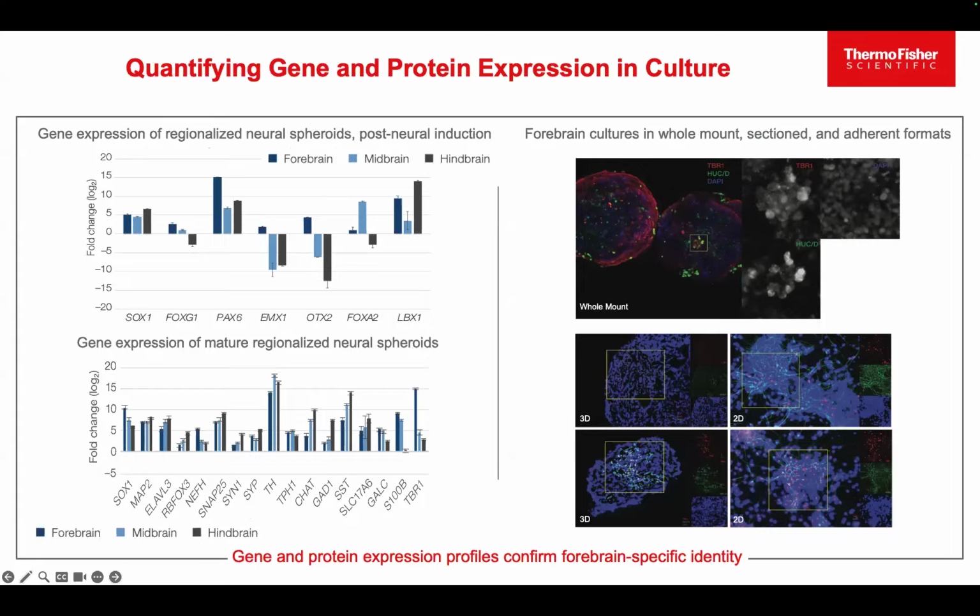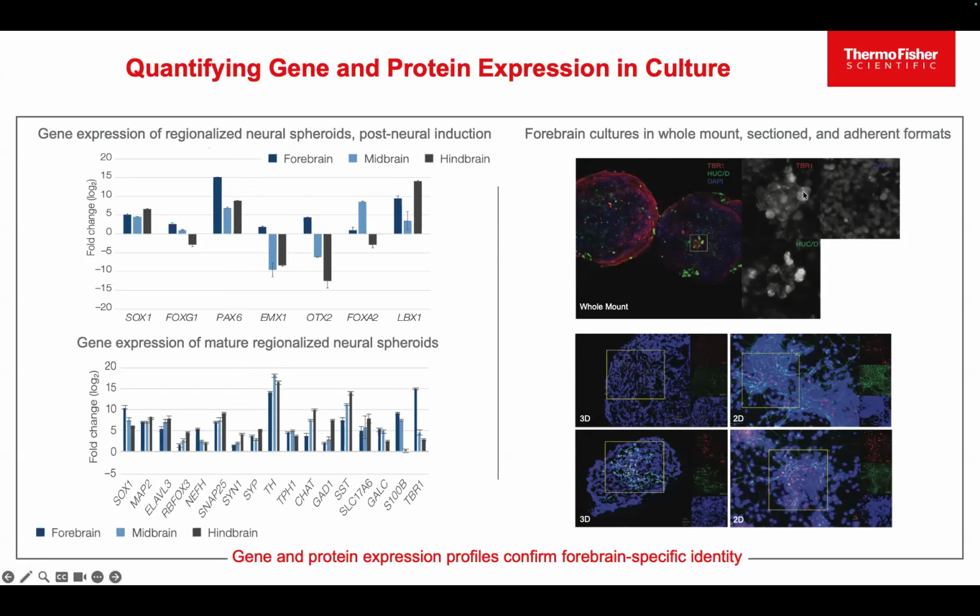And we'd expect things like this in more complex models, right, that have different cell types and different compositions within them. Again, because that better mimics the natural environment. So just quickly, as we see on the right here, we're looking at forebrain cultures after about 2 weeks or so of maturation in either whole mount, section, or adherent culture. At the top here, we're looking at spheroids in whole mount.